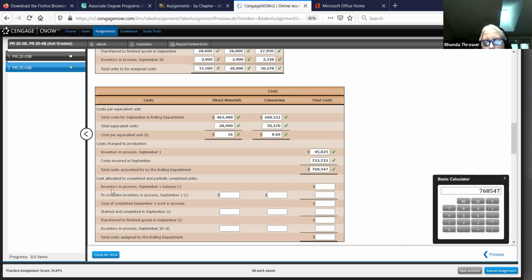Read carefully. What does it ask you for? Inventory in process at September 1st is your beginning inventory. Since we're in the cost section, they want to know what our beginning inventory costs are. Our beginning inventory costs can be found right here or in your ledger or in the information that was given in this problem. It's 45,825.